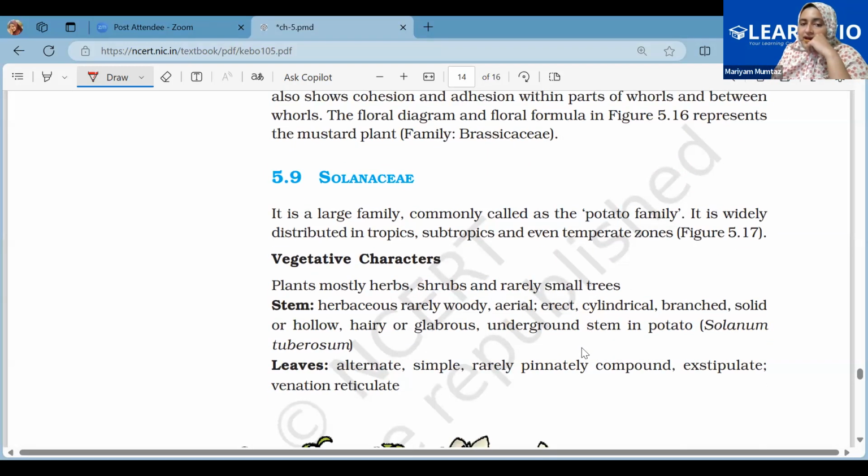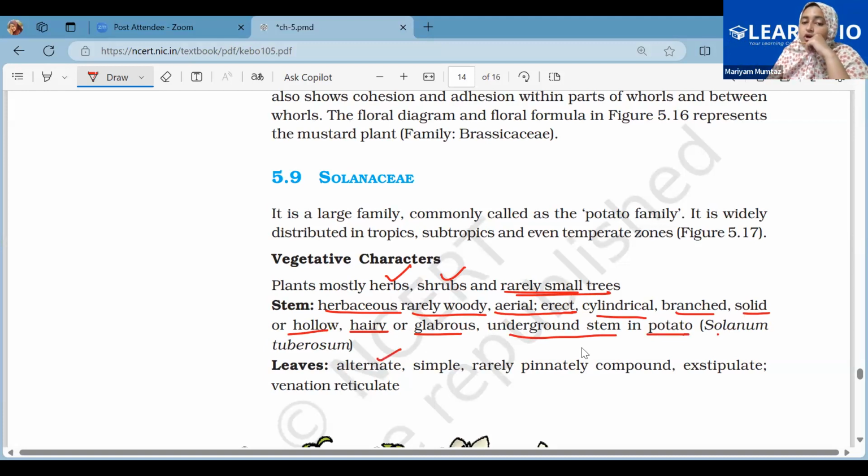Vegetative characters. Plants are mostly herbs, shrubs, and rarely small trees are present. So they are not very big plants. They are smaller ones, herbs and shrubs. The stem is herbaceous, rarely woody. It's not a very thick stem. It's a herb-like stem, very thin. They are aerial or erect. Aerial means they are upright, not present on the ground. Then cylindrical, branched, solid or hollow, hairy or glabrous, with an underground stem in potato, meaning Solanum tuberosum.